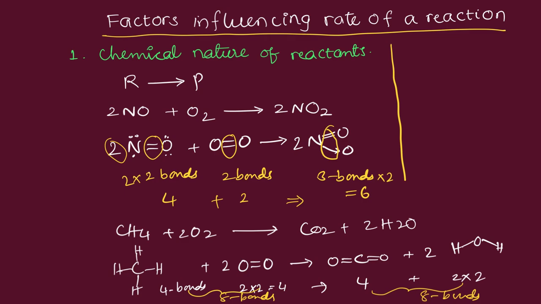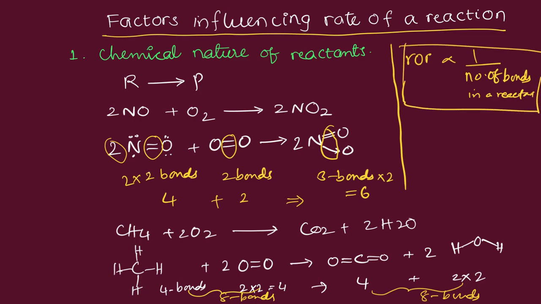So based on this, in reactants, the rate of reaction is inversely proportional to the number of bonds. It means fewer bonds means faster, more bonds means slower. So the rate of reaction depends on the number of bonds in a reactant.